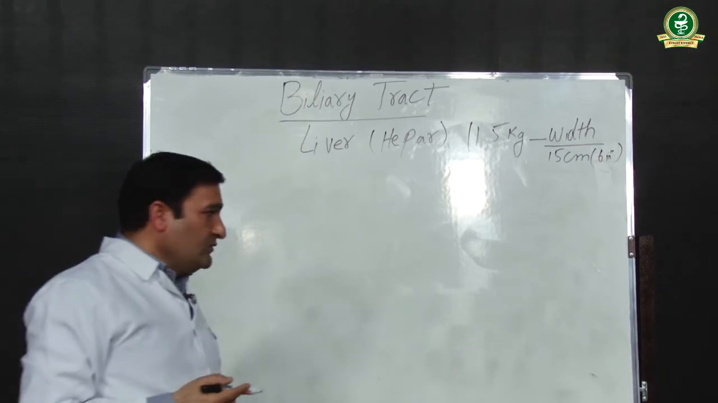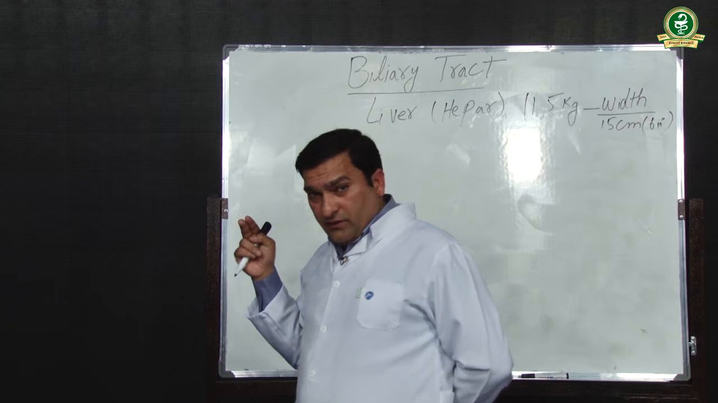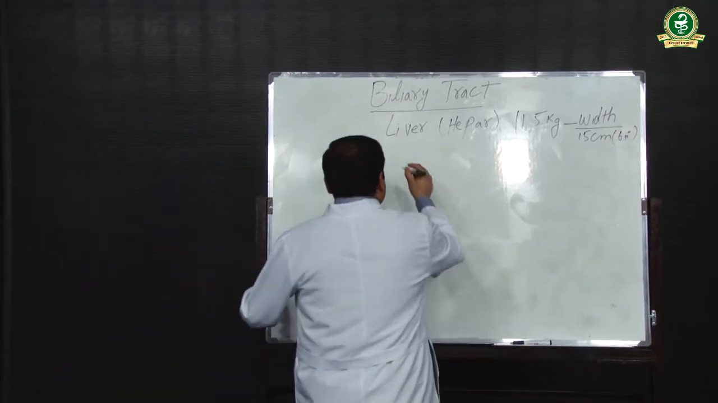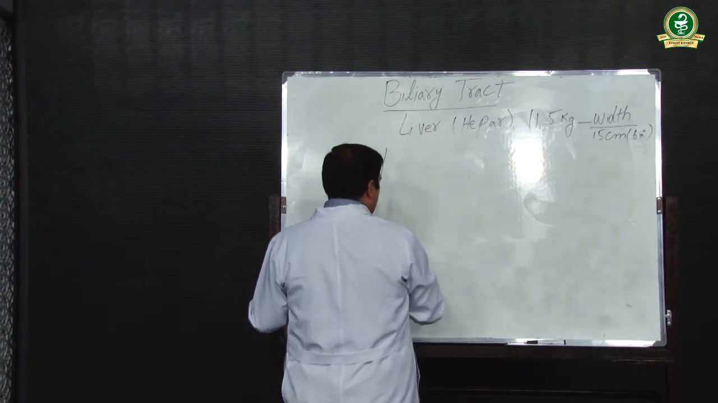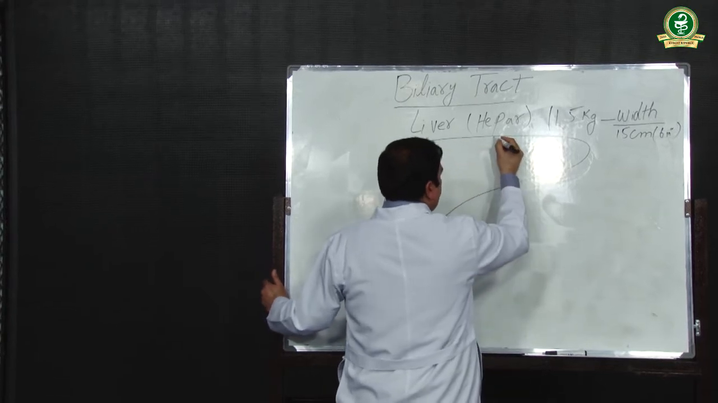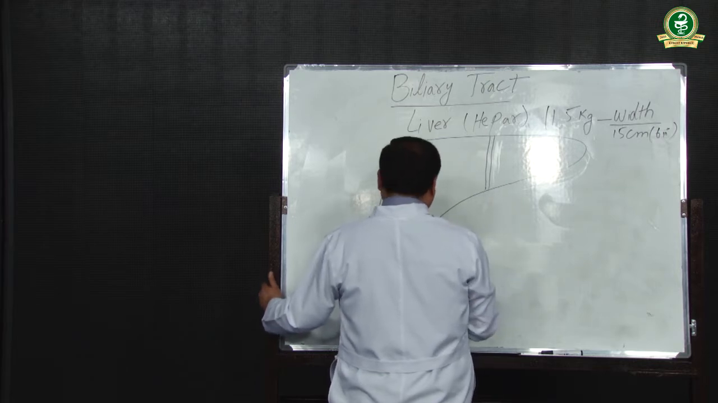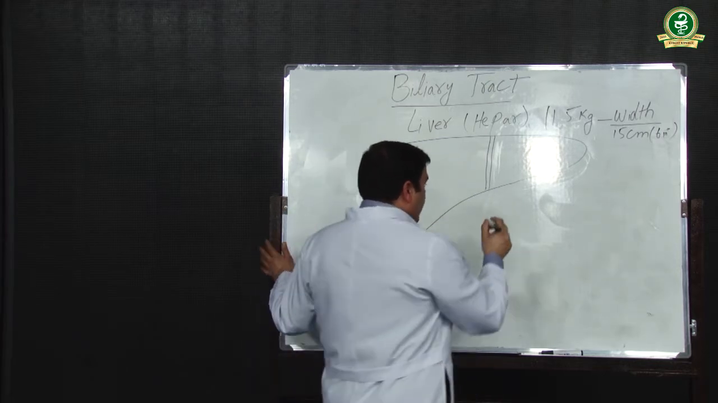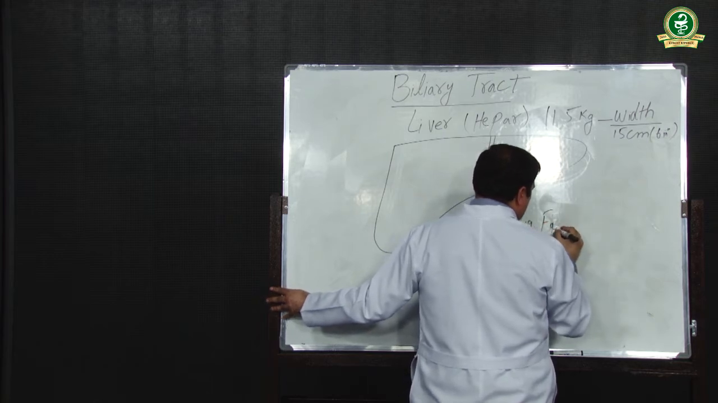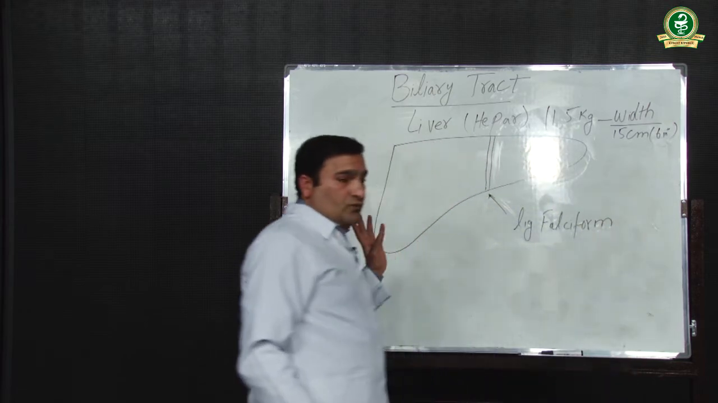The liver is divided into two main lobes. The ligament that divides the liver into two main lobes is named the falciform ligament. I will show you. That is our liver, and that is the falciform ligament. The falciform ligament divides the liver into two lobes.